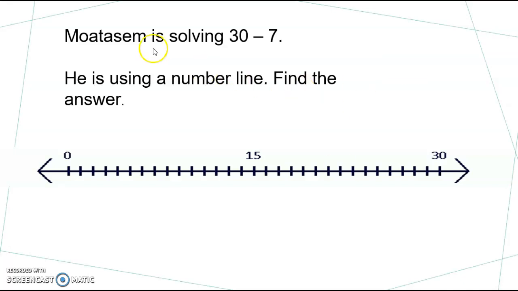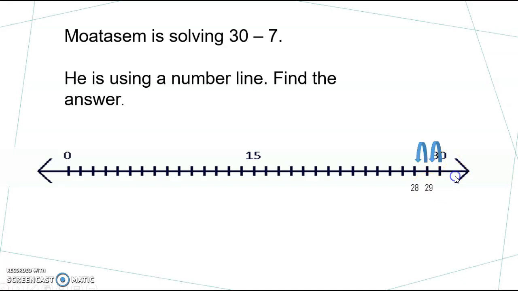So for example, Motassem is solving 30 take away 7. He is using a number line. Find the answer. So we're going to start at 30. I'm going to count back 7 ones. So we're at 30, 1. Make sure that when we do this, we're writing the numbers underneath because we want to know where we are so we don't get lost.